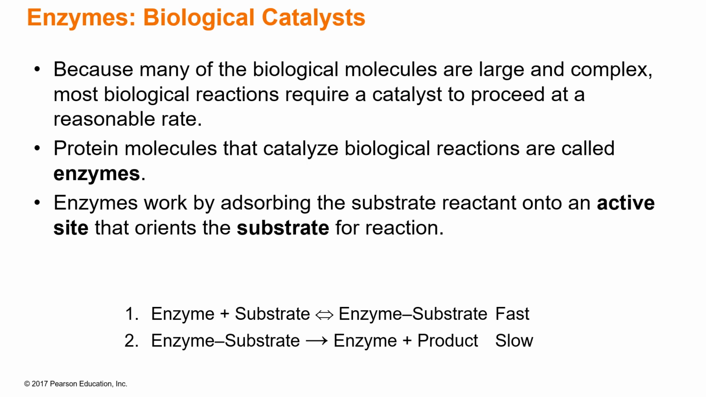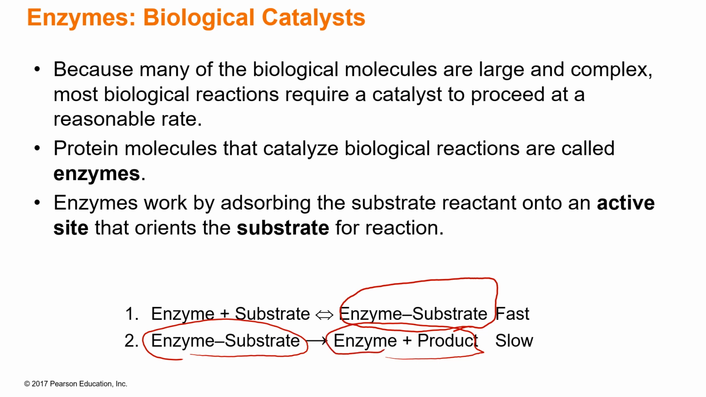So we take an enzyme, we react it with the substrate, we make an intermediate of the enzyme substrate that happens fast. Then the enzyme works on that substrate and produces a product, and this is our rate determining step in the chemical reactions in your body.